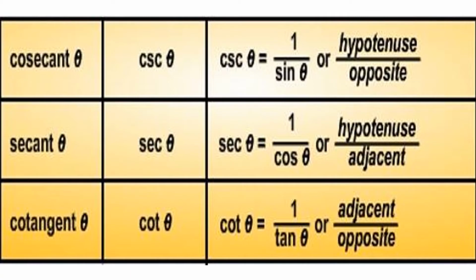Now cosecant, that is in short written as cosec, otherwise csc theta, that is the reciprocal of sine theta or hypotenuse upon opposite side. Sine theta is opposite side upon hypotenuse, so the reciprocal will be hypotenuse upon opposite side.